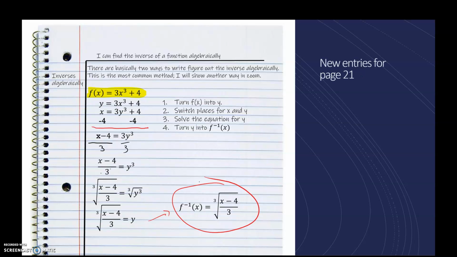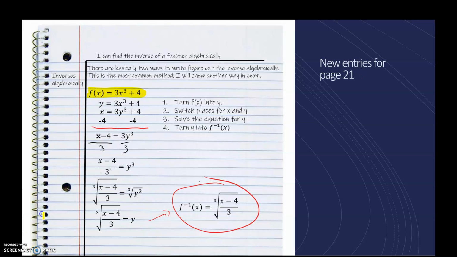Step 2. That's where it'll switch. Now you need to solve the equation for y. You need to get y by itself. So we took 4 away from both sides. And then I divided by 3. And the last thing is, in order to get rid of a cube, you have to cube root. So I did a cube root on both sides. And so the left side's that real ugly looking guy, the cube root of (x minus 4) over 3 equals y. The very last thing you do is you turn your y into the inverse notation.